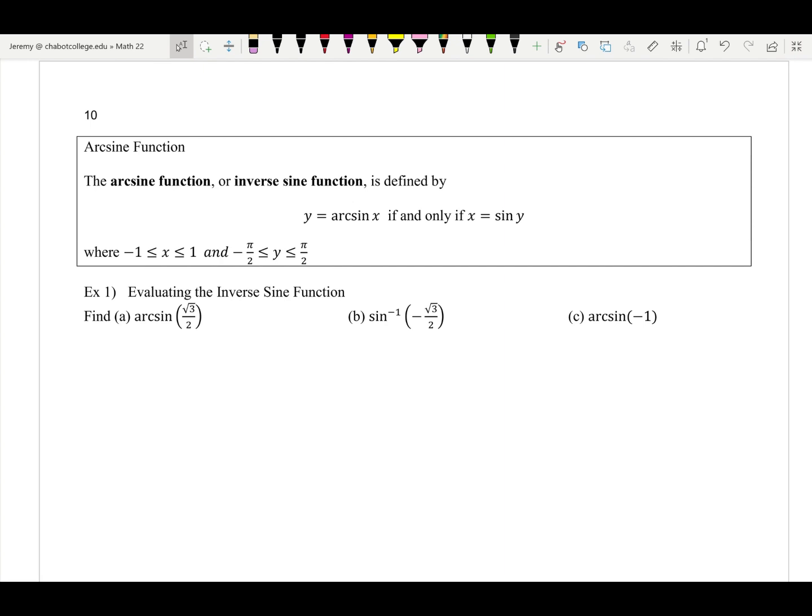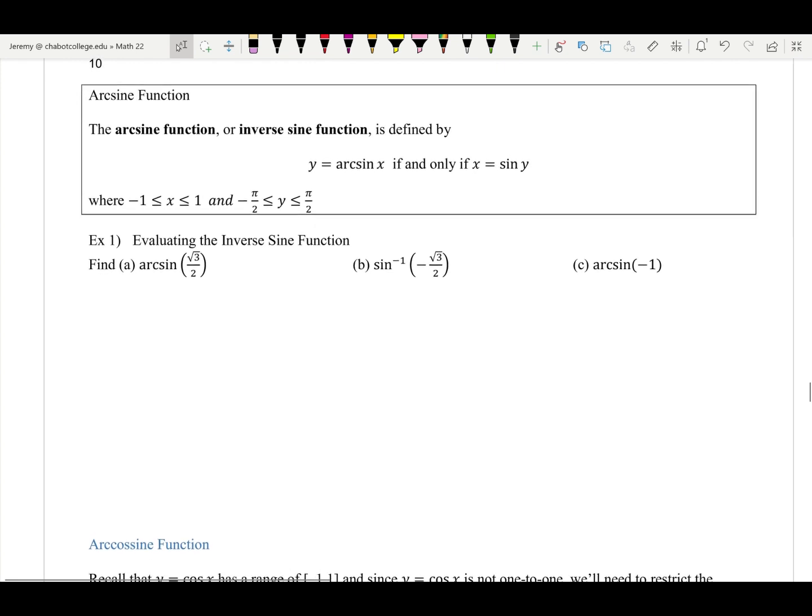Okay, and then here's just another formal definition of y equals arc sine of x. But we already kind of talked about that. There's the domain and the range and all that. So now we want to start working on evaluating inverse trig functions.